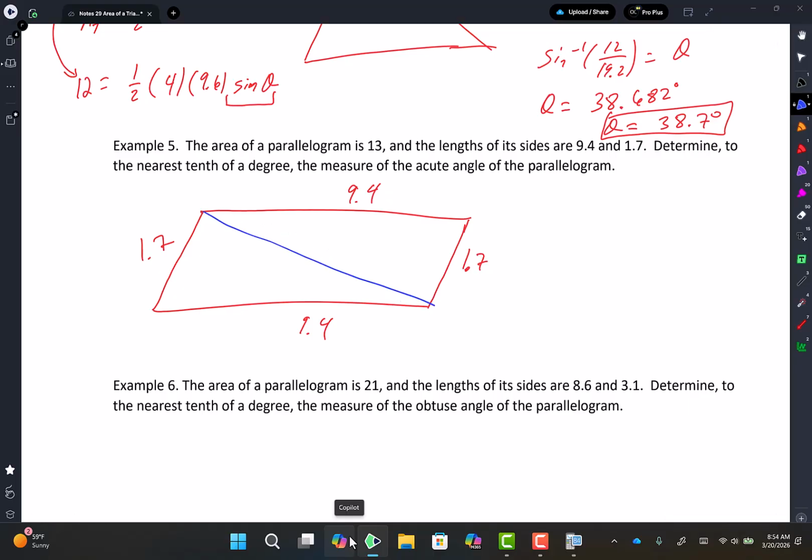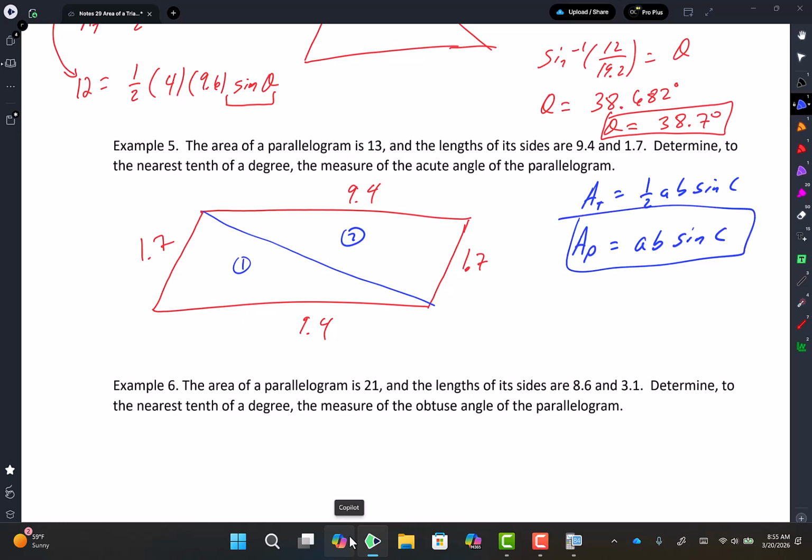So area of a triangle is 1/2 AB sine C. But I see 2 triangles there. Do you guys see how you have 2 triangles there? So I like to take this formula and multiply it by 2. So I'm going to put area and I'll put P for parallelogram. If I take that half and multiply by 2, there it is. So that's the formula you're going to be using to find the area of a parallelogram. Does that make sense? Okay. So they want me to find this angle right here. Because they said acute, the other one's obtuse.